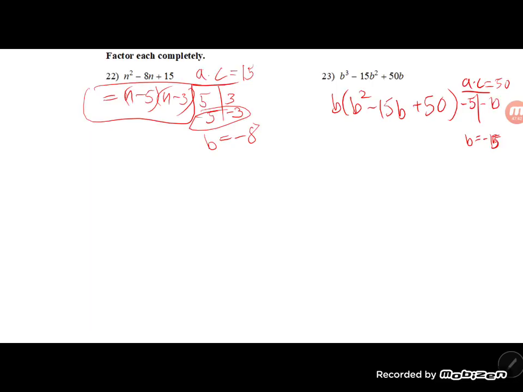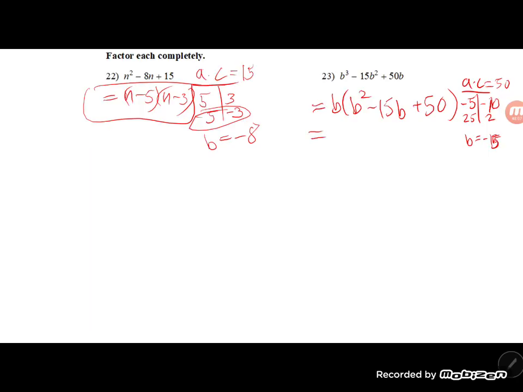If you didn't quite see that and you weren't sure how to get those, just plug in anything that could multiply to there. You could even do 25 times 2. You want to list all the factors of 50 if you're not sure where to go. If you're kind of stuck, list all those factors.